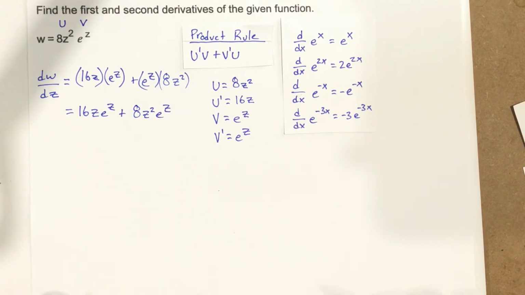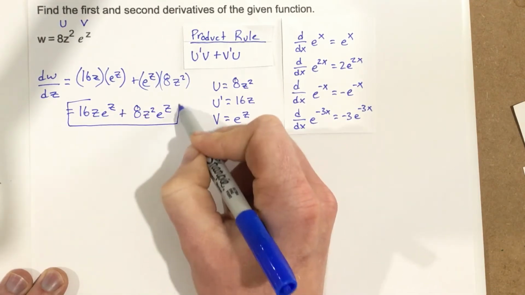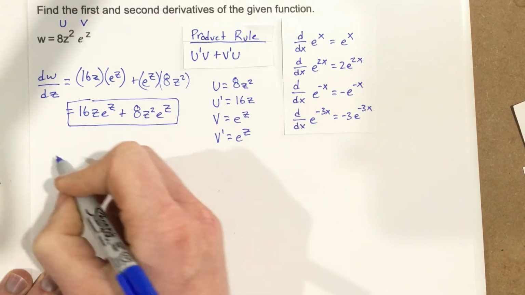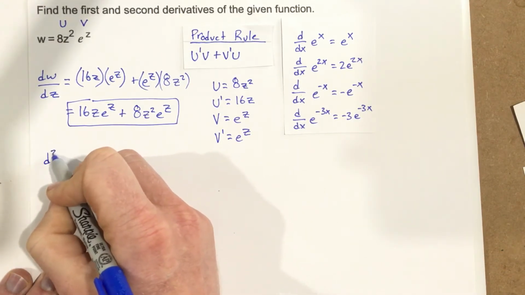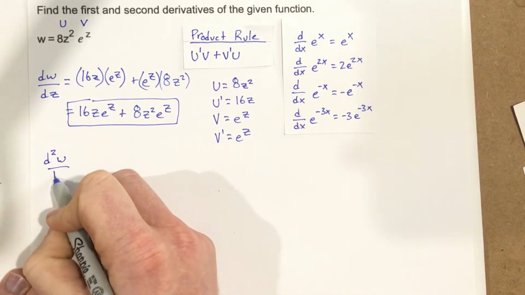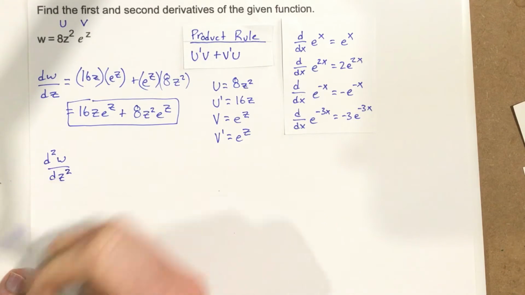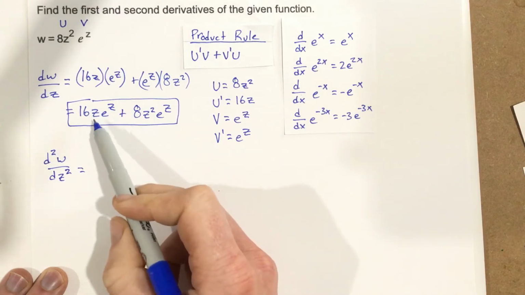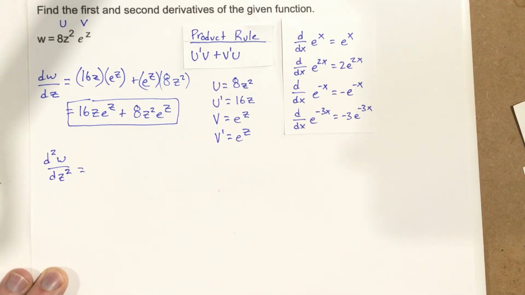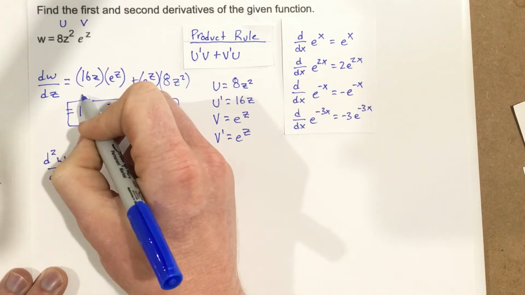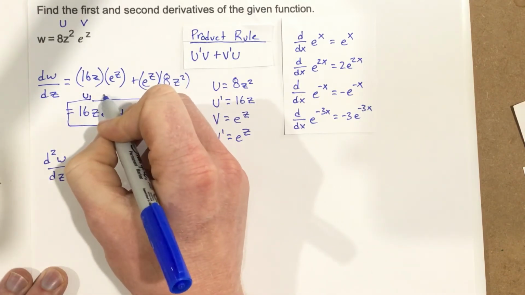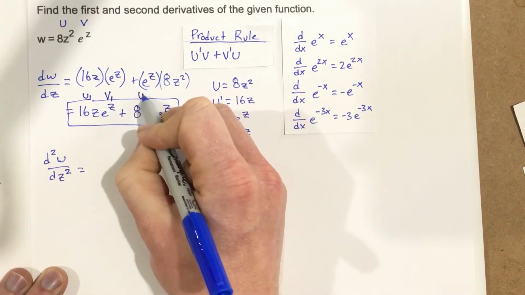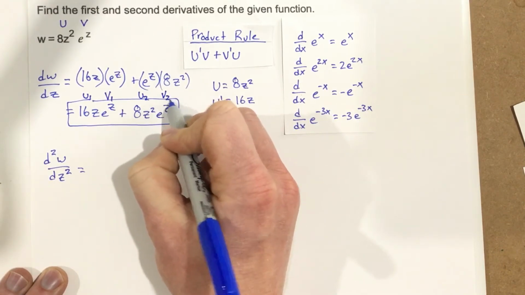Now we're going to go through and we're going to find the second derivative. So instead of just one product rule now, we have to do two product rules. So let's go ahead and write this out. This will be the second derivative of w with respect to z, so d squared w over dz squared, equals, we got to name these, so let's call this u1, and we'll call this v1, and we'll call this u2 and v2.